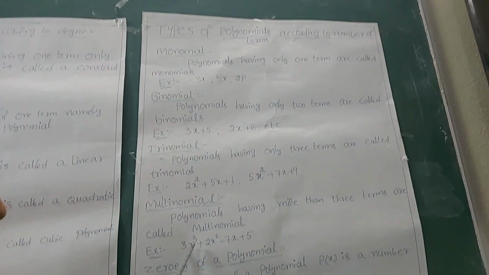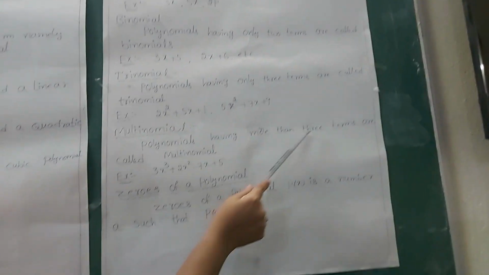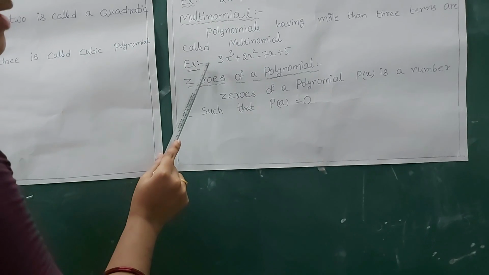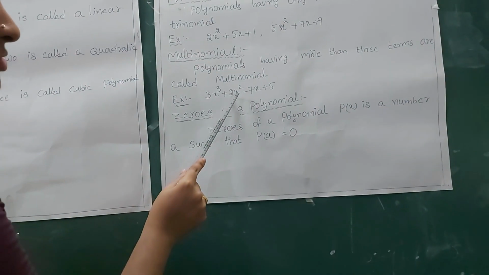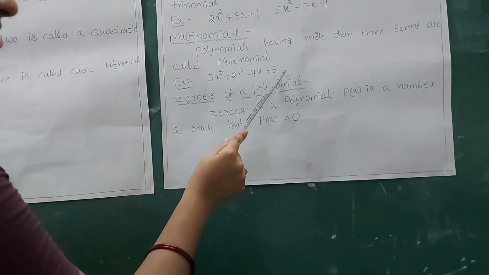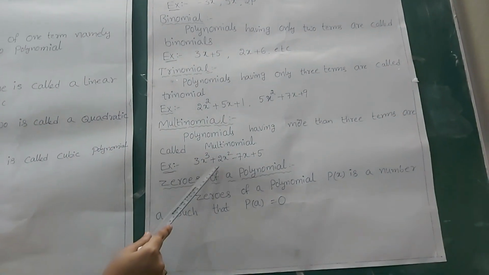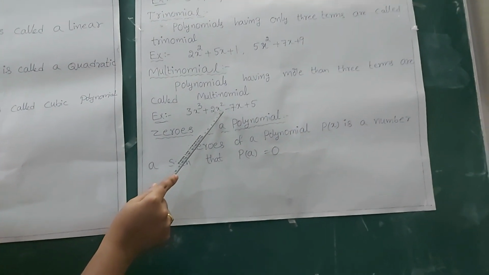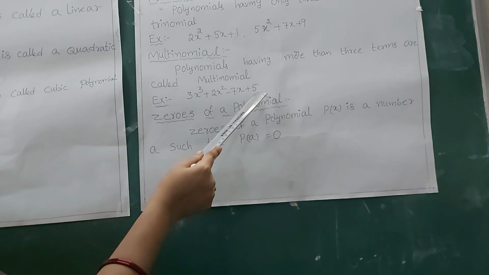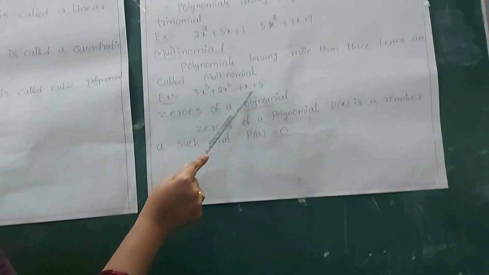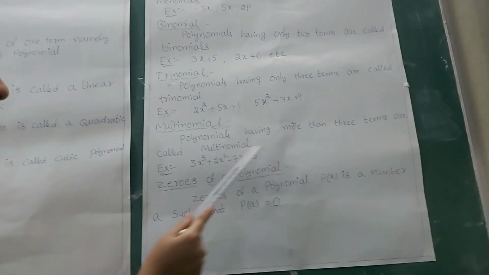So multinomial means polynomials having more than three terms are called multinomial. That means more than three terms. For example, 3x cube plus 2x square minus 7x plus 5. In this example, there are four terms. One is 3x cube, second one is 2x square, third is minus 7x, fourth term is 5. So this is a multinomial. More than three terms, that polynomial is called multinomial.